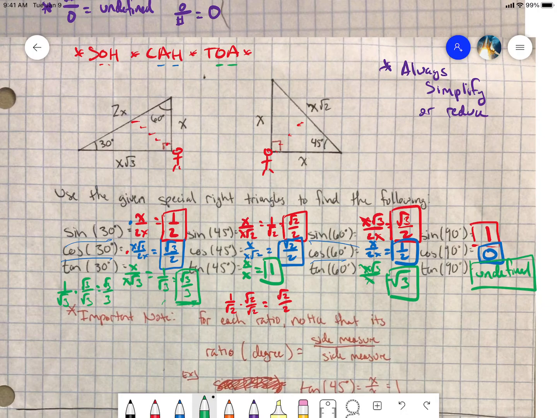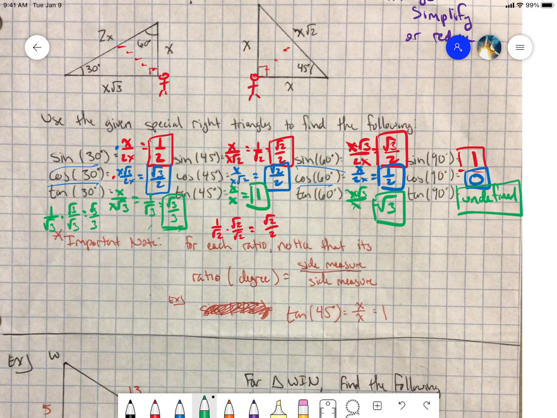Whew! So an important note that I want you to think about is whenever we write one of these ratios, it's always the ratio of a degree. So what's always in the parentheses is a degree, and it's side measure over side measure. So my degrees are never outside. They're always contained in the parentheses. For example, our ratio of tangent of reference angle 45 degrees is equal to side x over side x, which simplifies down to just 1.